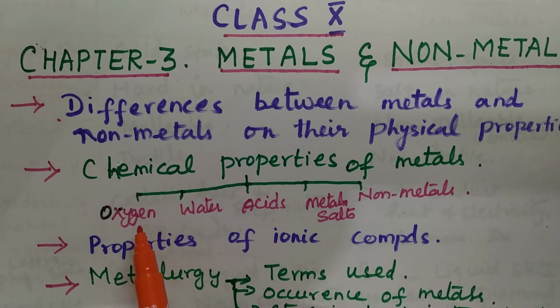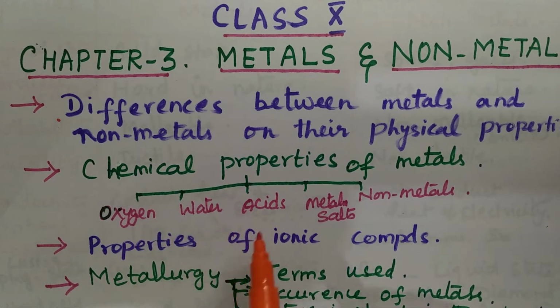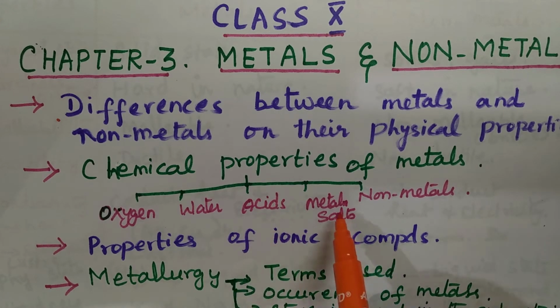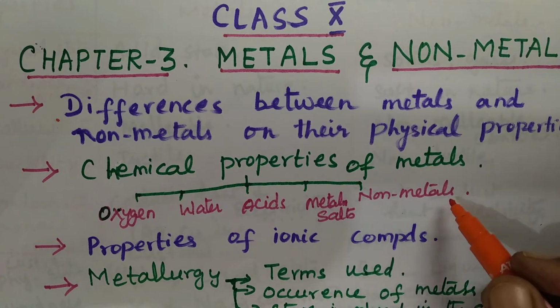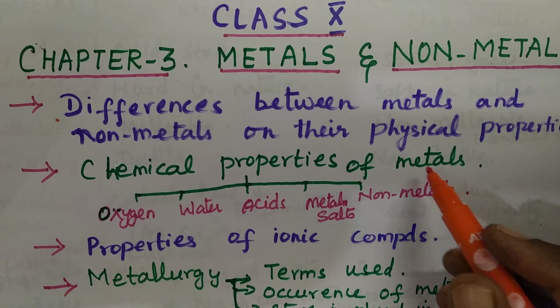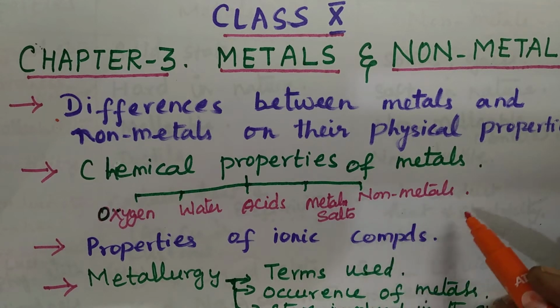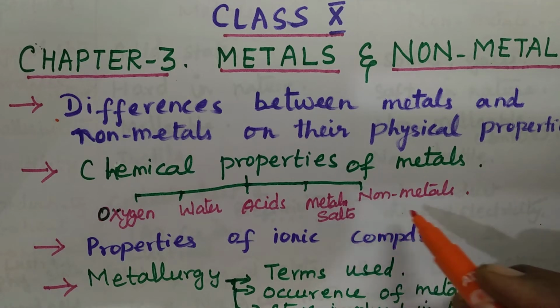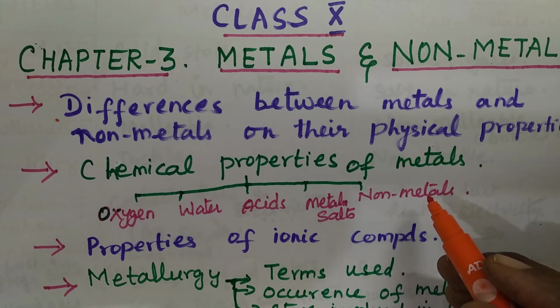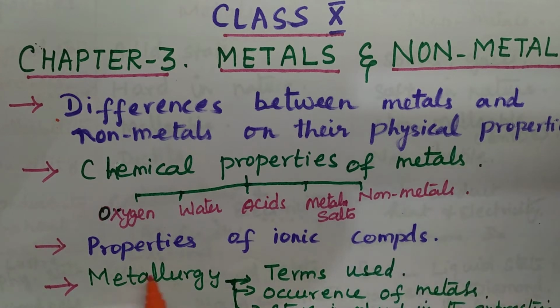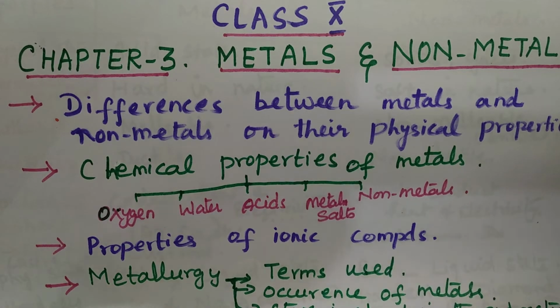We saw how metals react with oxygen, water, acids, and metal salts, and non-metals we have completed. Then we learnt about ionic compounds. When metals react with non-metals, the compounds formed are ionic compounds. Now we are going to see the properties of ionic compounds in this video.